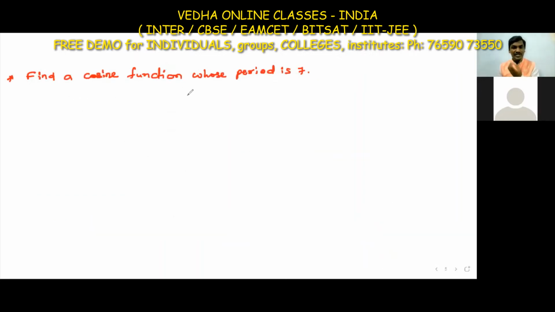Find a cosine function whose period is 7. This is reverse. The period, the answer, is given, and we have to find the question. So what is given here?